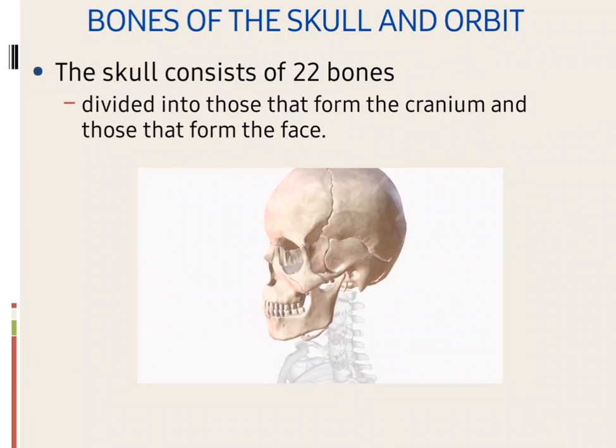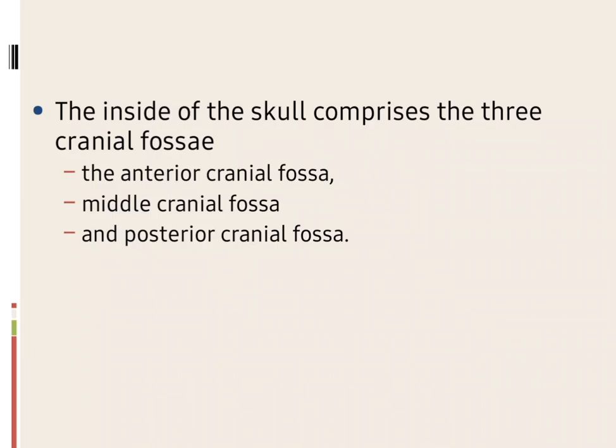Bones of the skull and orbit. The skull consists of 22 bones divided into those that form the cranium and those that form the face. The inside of the skull comprises three cranial fossae. We have the anterior cranial fossa, middle cranial fossa, and the posterior cranial fossa.